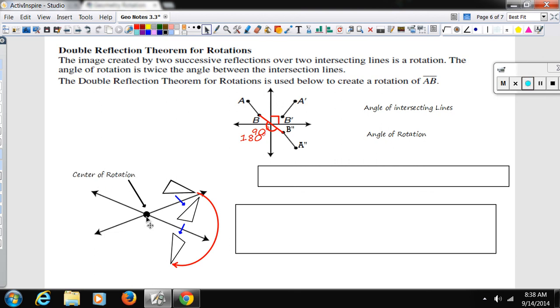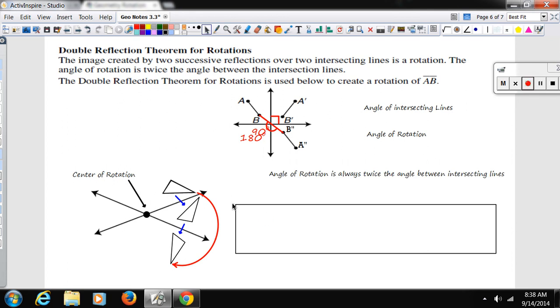So down here, here's your center of rotation. These are not exactly 90 degree angles, so your rotation angle is not going to be 180 degrees. But the angle of rotation is always twice the angle between the lines, as you can see, 90 to 180.